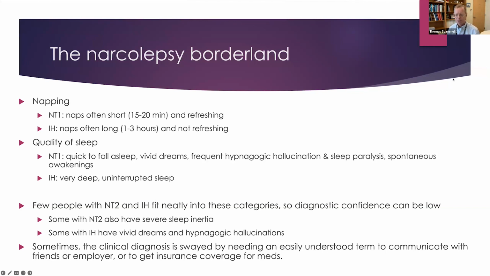As we already talked about, some people with type 2 can have severe sleep inertia. Some people with idiopathic hypersomnia can have vivid dreams and hypnagogic hallucinations. And those even occur in the general population. It's just that they're really frequent in narcolepsy type 1 and much less so in IH. And as I mentioned earlier, sometimes the actual clinical diagnosis that goes into somebody's clinic note is swayed by needing something easy to communicate with other people, right? So you need a note for your employer, and it's like, maybe narcolepsy, maybe IH, maybe we'll just say narcolepsy because they'll get it better. Or maybe just because that's what's needed to get the insurance coverage. It's not very scientific, but it gets the job done.